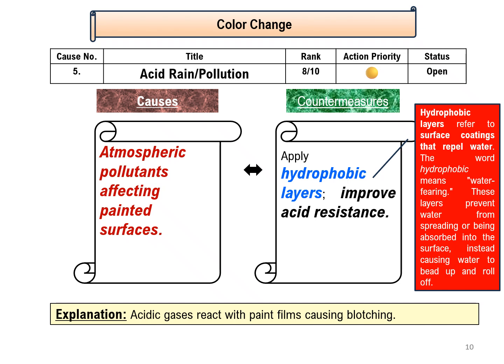The fifth important cause of color change is acid rain and pollution. Atmospheric pollutants affect painted surfaces. Acidic pollutants react with paint films, causing blotching. Therefore, apply hydrophobic layers and improve acid resistance.